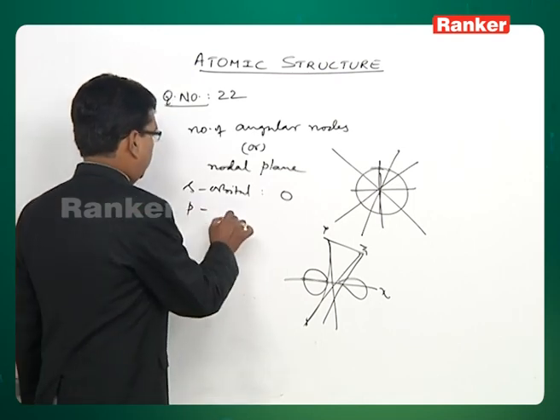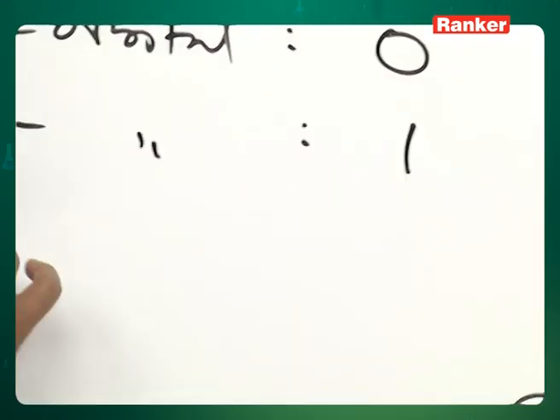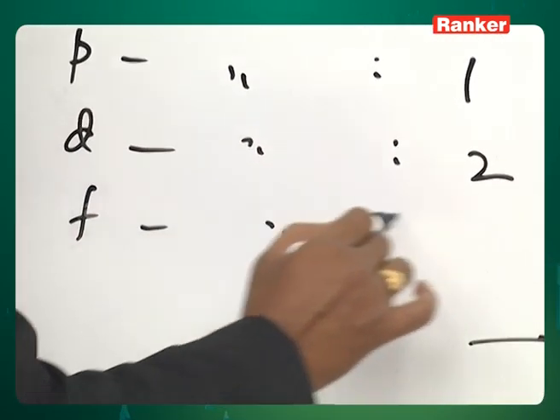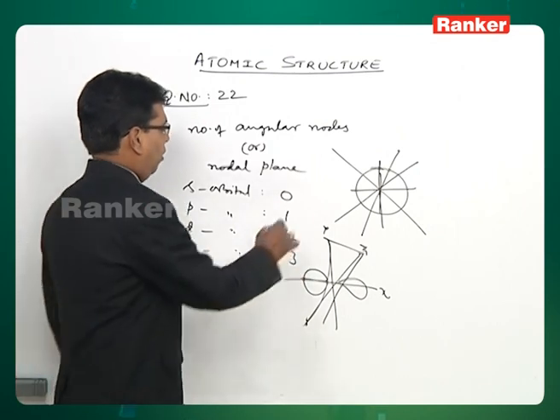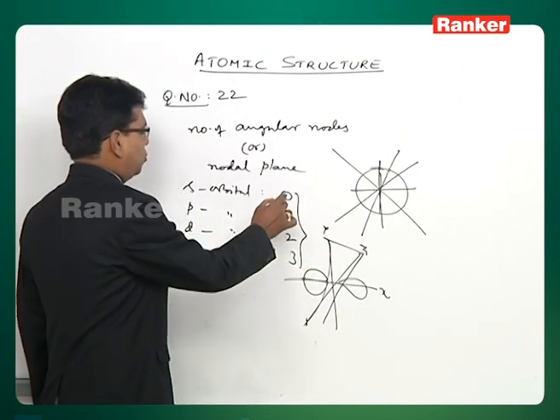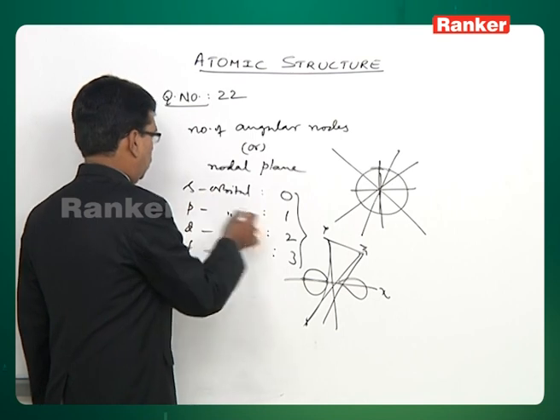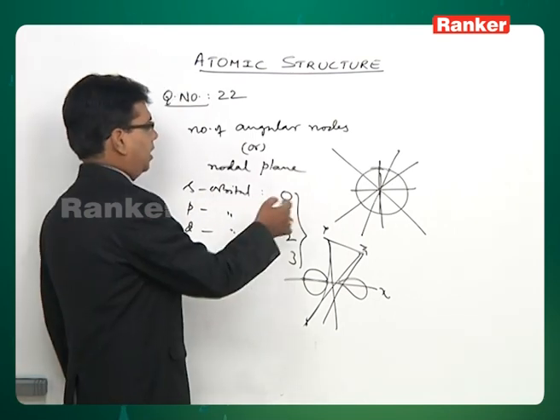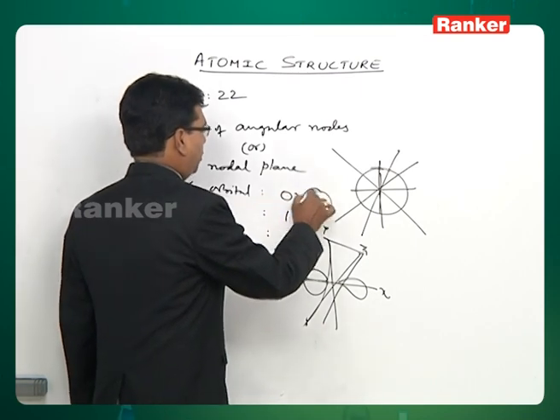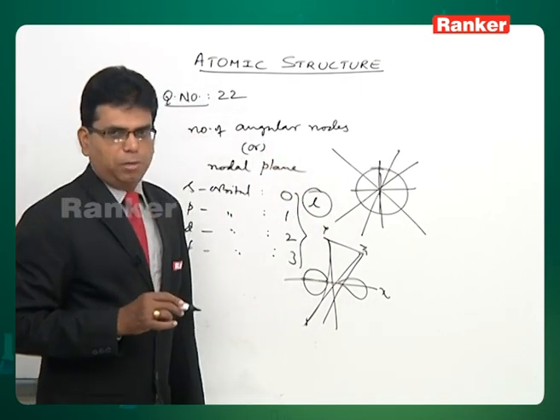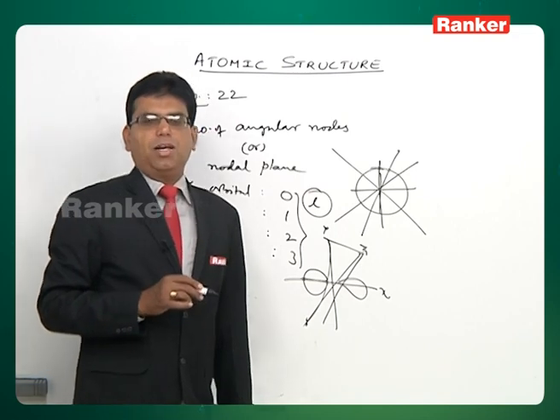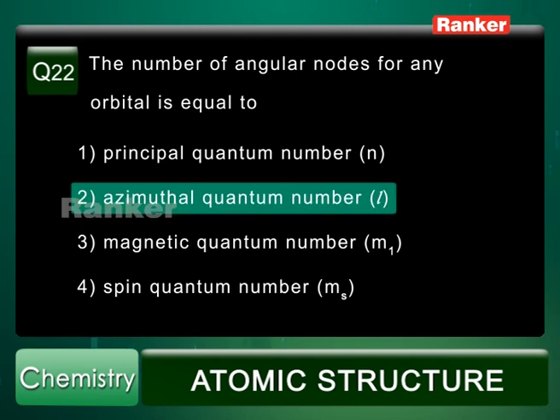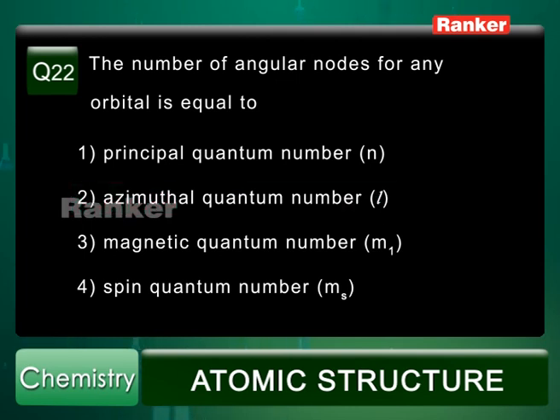So for p orbital you will have 1, like this. If you keep continuing, for d orbital you will have 2, and for f orbital they will have 3. If you try to recollect, it is 0 for s, 1 for p, 2 for d, 3 for f. These numbers are nothing but equal to the azimuthal quantum number of that particular orbital. So the number of angular nodes is equal to the azimuthal quantum number of the orbital. So here the correct answer is option 2.